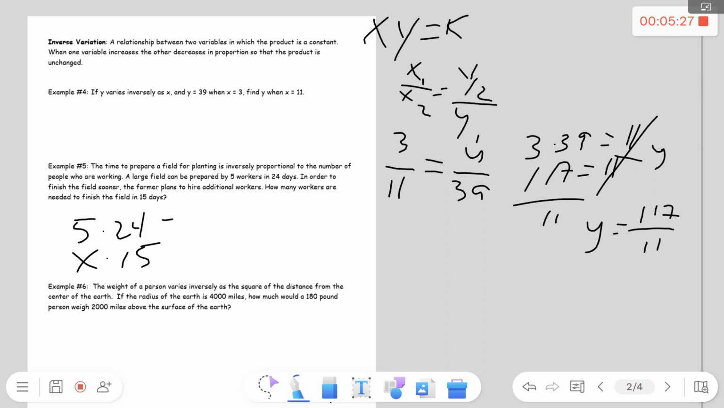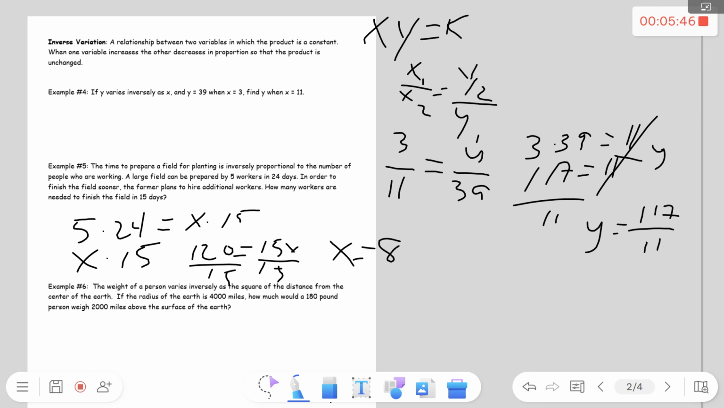And then when you multiply this out, these are going to be equal to each other. You solve for x, and what happens? You have 120 is going to equal 15x, divided by 15. So you're going to need 8 workers, right?